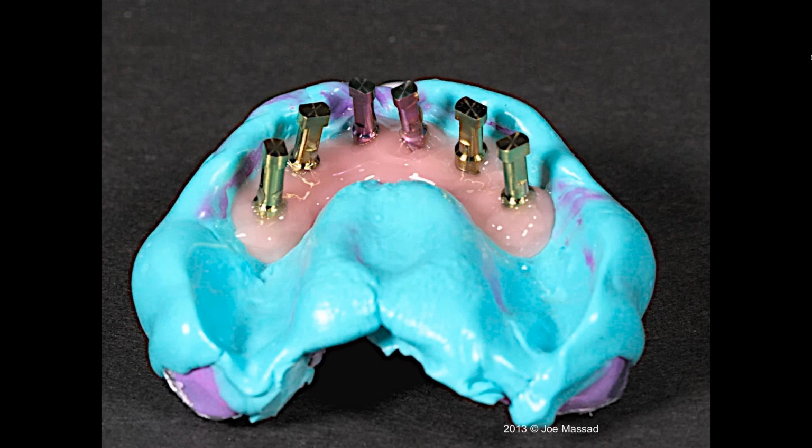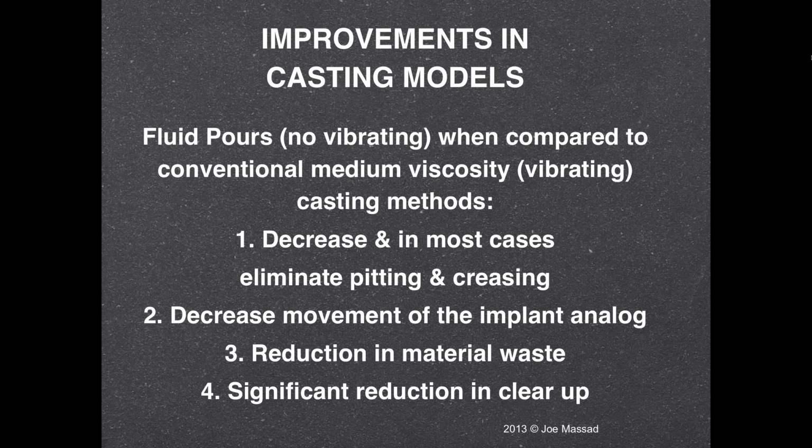Okay, improvements in casting models. Fluid pour does not require vibrating when compared to conventional medium viscosity, which does generally require vibrating. And this is many times a problem. You vibrate many times, you will create bubbles. And if the analog is in and they're stiff enough that you could actually move this. So the advantage of a fluid pour would be decrease and in most cases eliminate the pitting and creasing. It decreases movement of the implant analog that I just mentioned, reduces the amount of material waste, and significant reduction in cleanup.